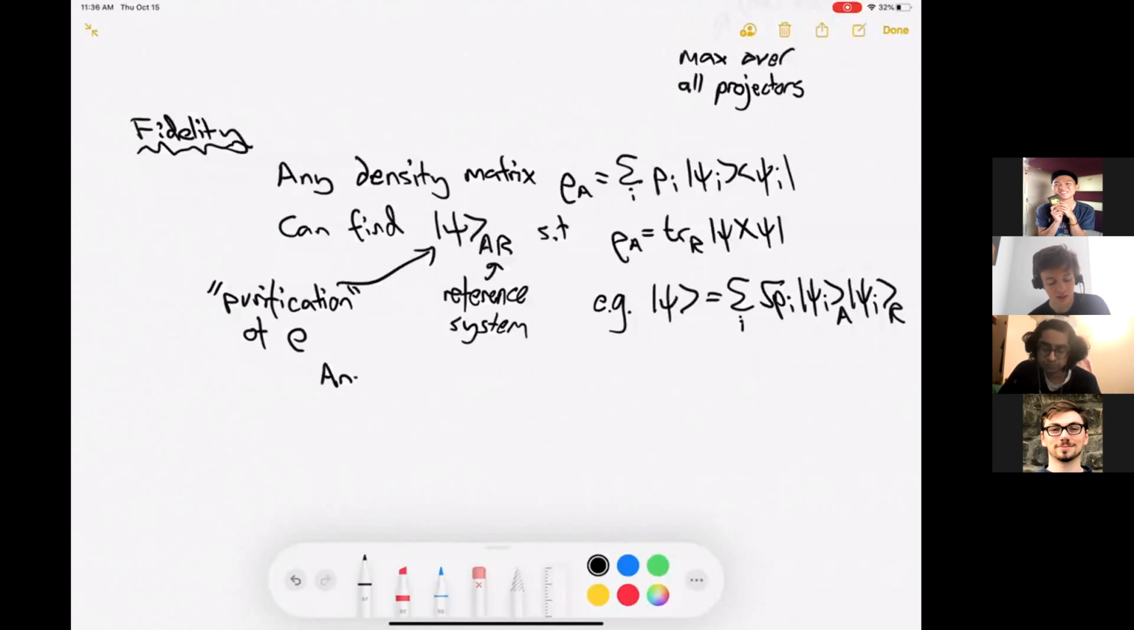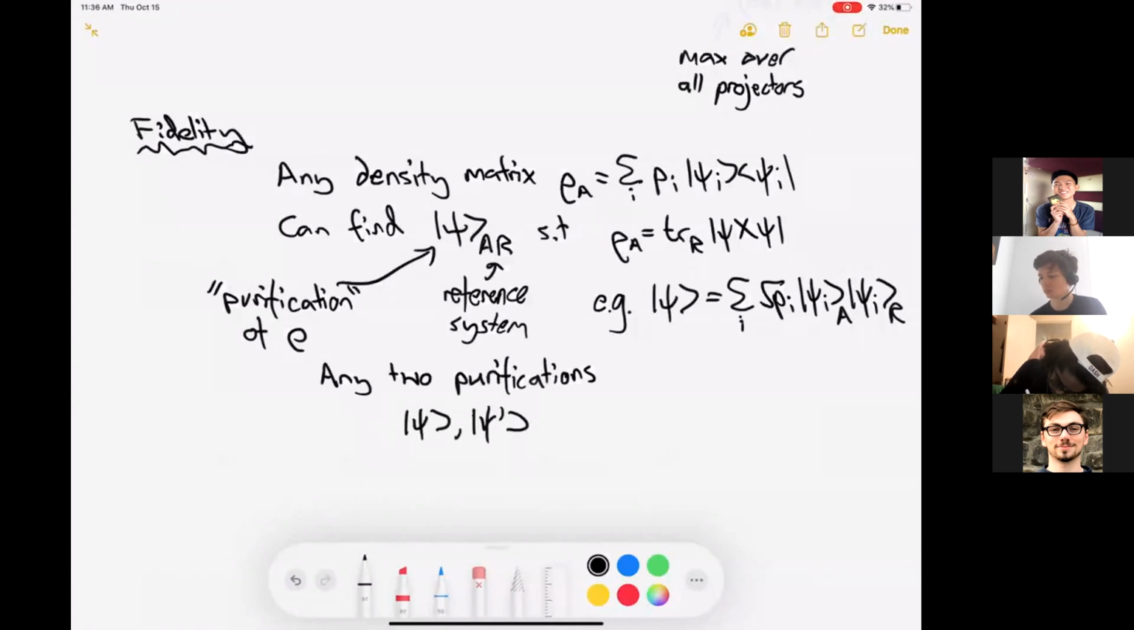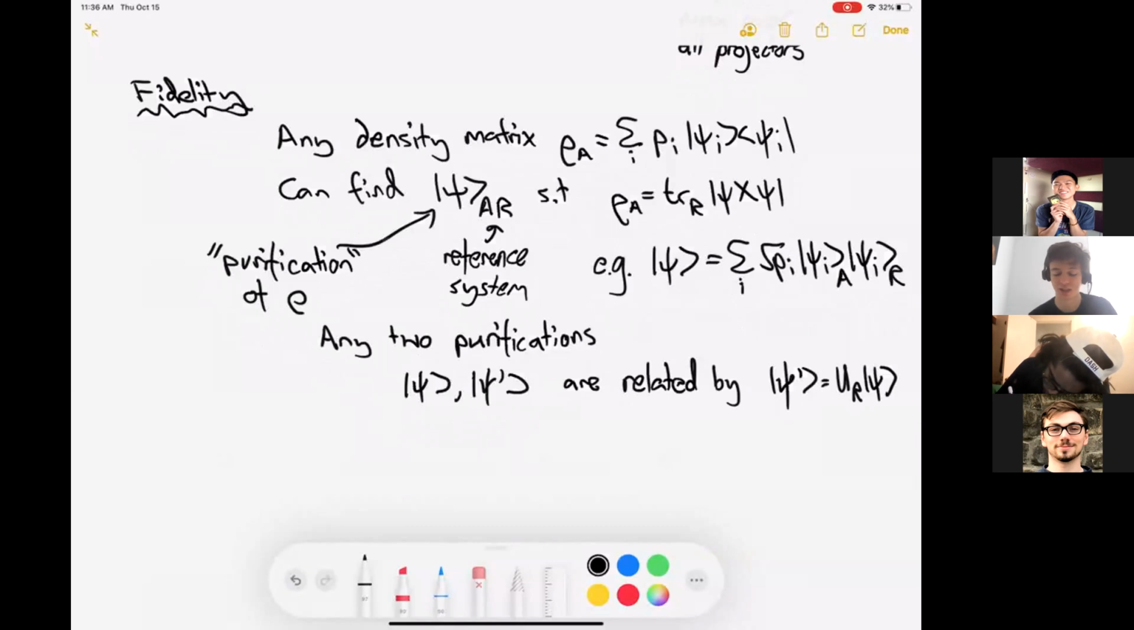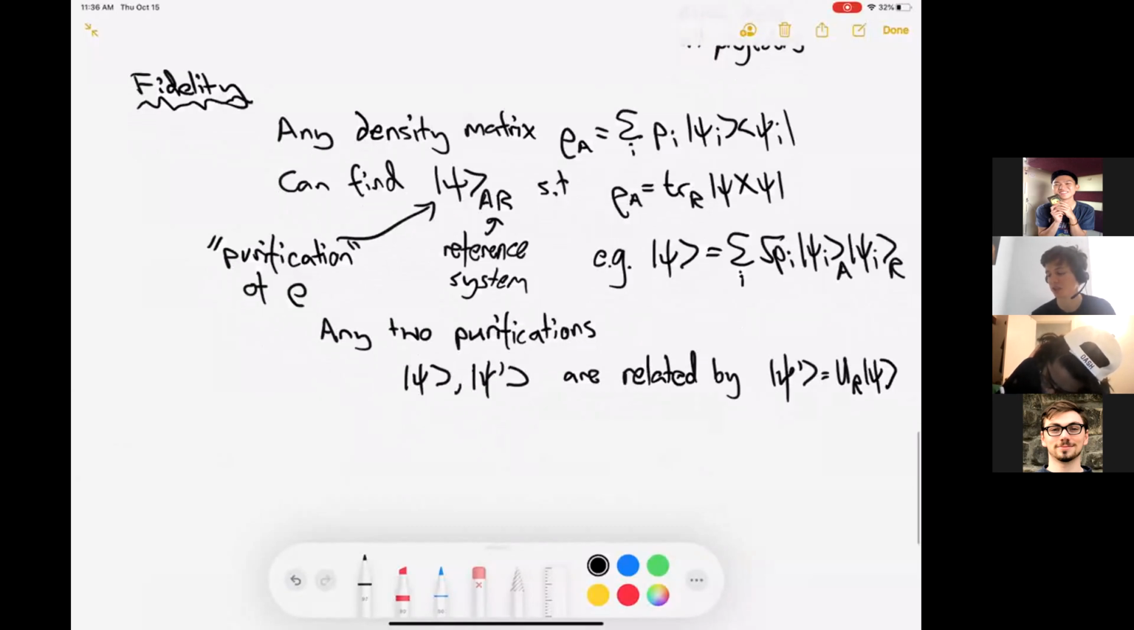Okay. Turns out, in fact, that any two purifications psi and psi prime can be related by psi prime being equal to some unitary acting only on R times psi. Okay, that's just a fact that you guys can check for yourselves.